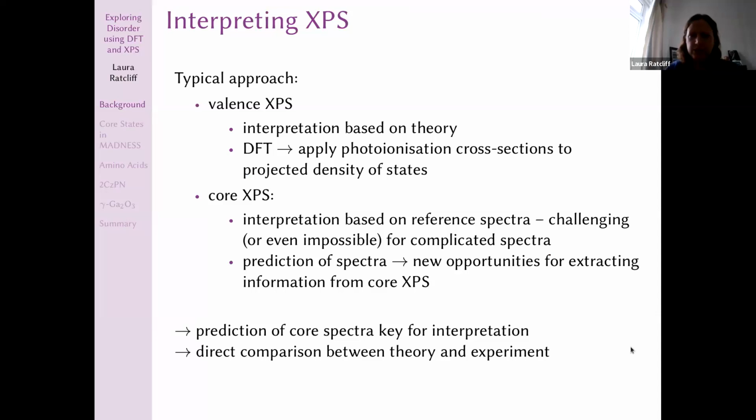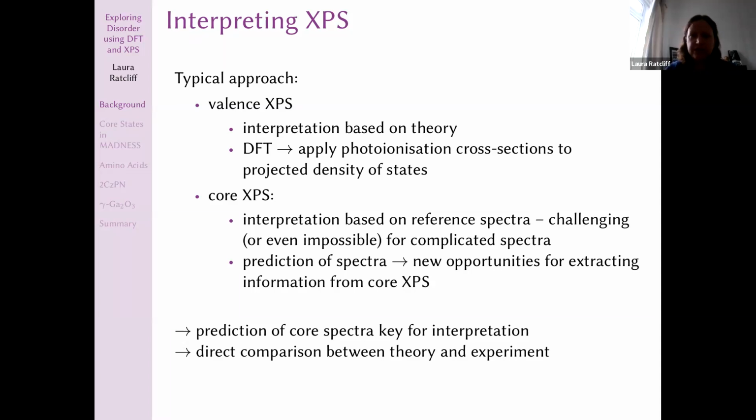Typically, once my collaborators have measured the XPS spectra, since I don't do the experiments, for valence XPS it's very common now, pretty much in all cases, for people to interpret the results based on theory. Typically this involves density functional theory, where we apply photoionization cross sections to a projected density of states. This isn't perfect. There are some ambiguities about projection schemes, and what the cross sections might be for certain states. But this is a pretty well validated and common approach. You can also go beyond DFT to do things like GW, but I'm purely talking about the DFT level today.